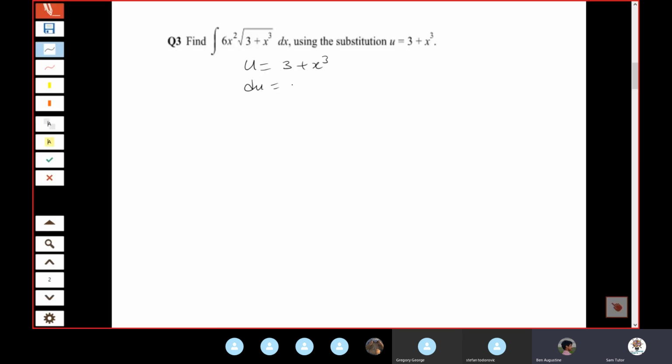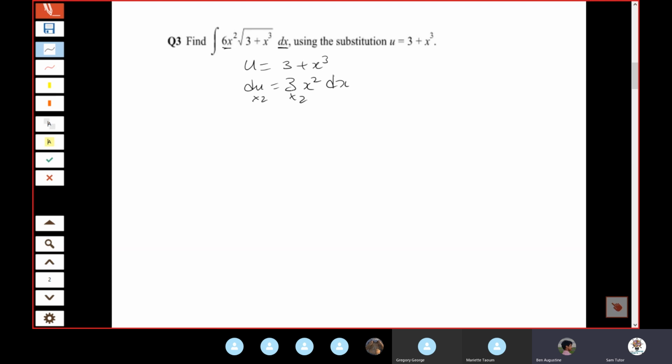All right, what's our answer for du? 3x squared dx. Good job. And then again, it does say 6x squared dx. So of course, we're going to multiply this by 2.